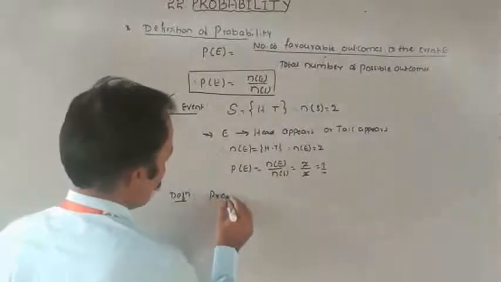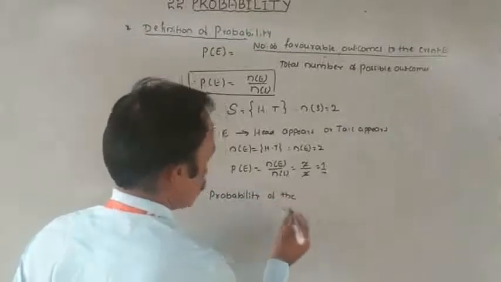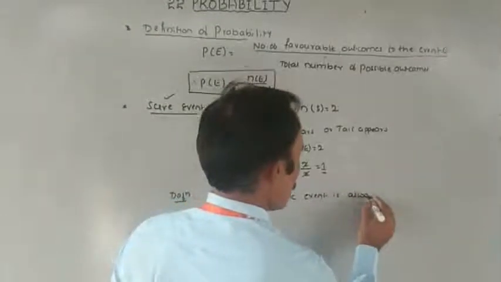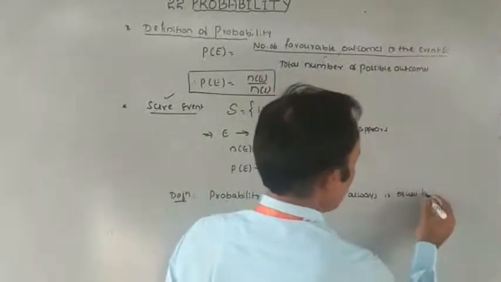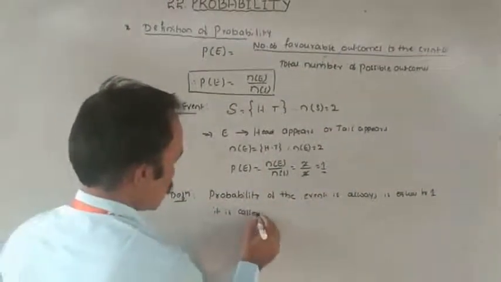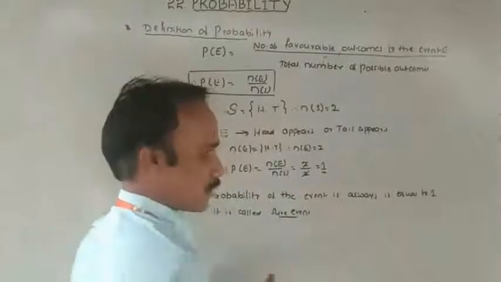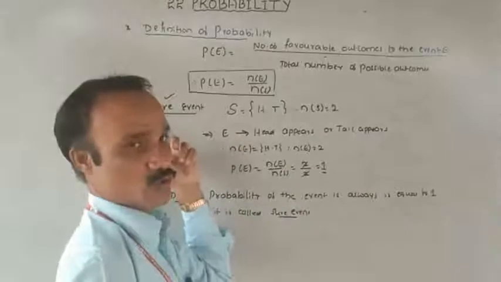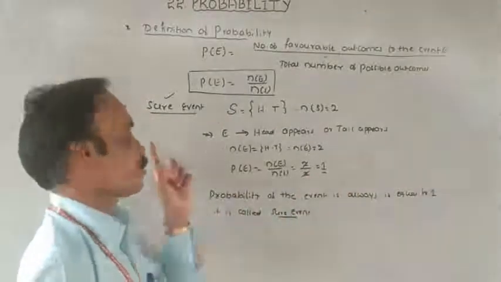What is the definition of this one? The probability of the event is always equal to 1, it is called a sure event. This is very important. Suppose you got the probability of the event as 1, then it is called a sure event. So what is the probability of a sure event? Yes, exactly 1. Then it is called a sure event.